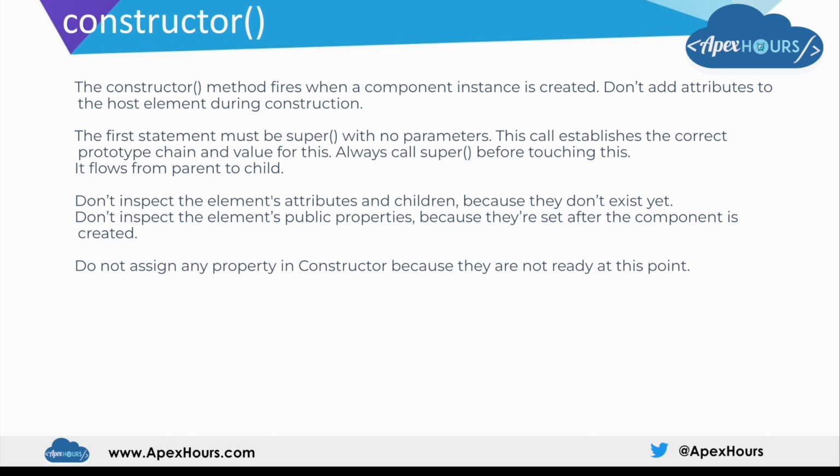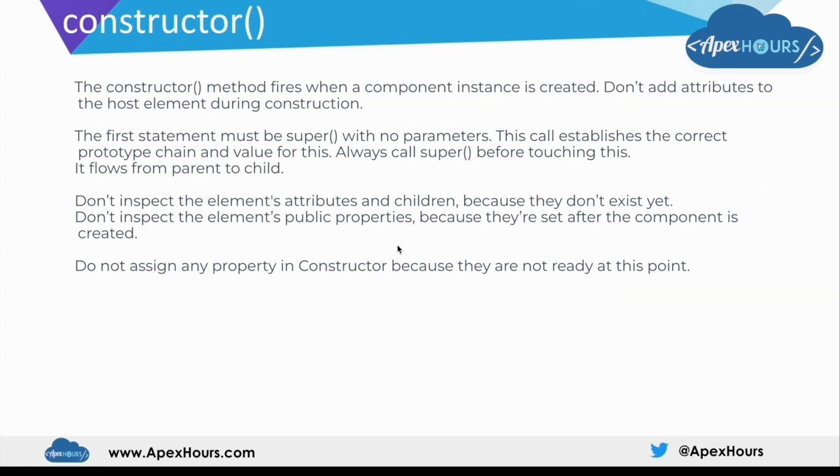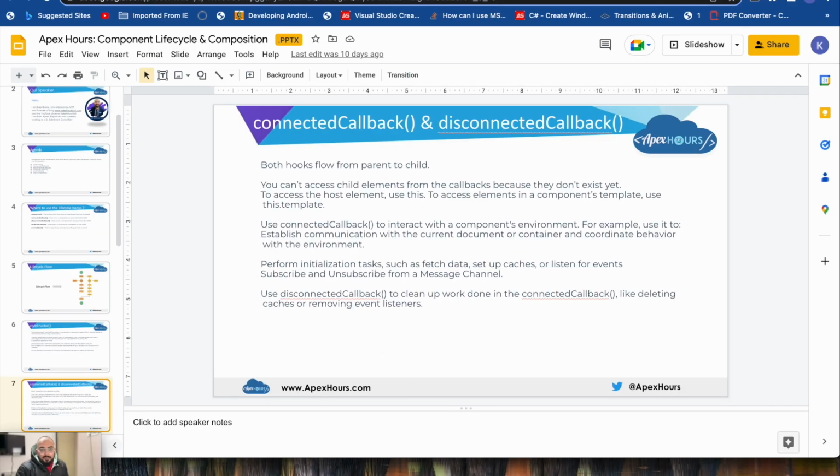Okay. And also you should not assign any property in the constructor because they are not ready at this point. The flow of the constructor is from parent to child. It means if there are child components in LWC, the first parent constructor will be called, followed by the child constructor. Now let me show you a quick example of how the constructor will work. Then we'll move to connectedCallback and disconnectedCallback.